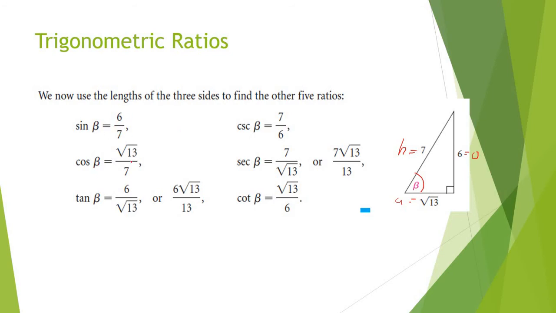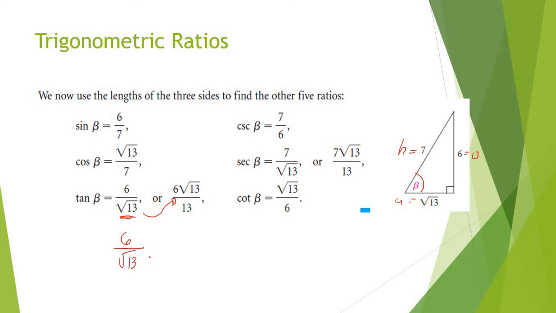You have cosine, that is adjacent over hypotenuse, square root of 13 over 7. Then we have also tangent. Tangent is 6 over square root of 13. Okay, now in this case, we're going to remove the radical here in your denominator. That is why it becomes 6 over square root of 13 over 13. So what we did here is that we just have this one, square root of 13.